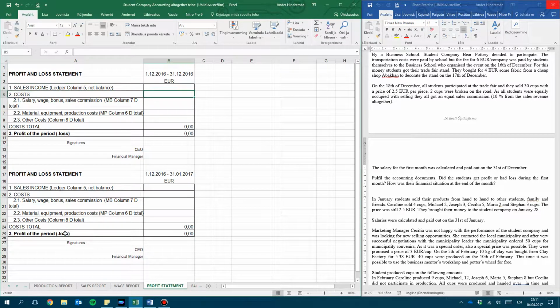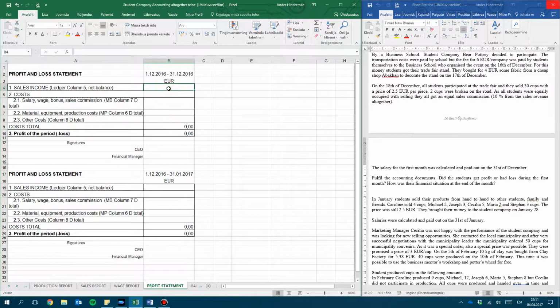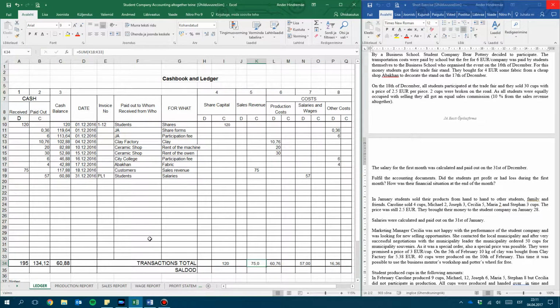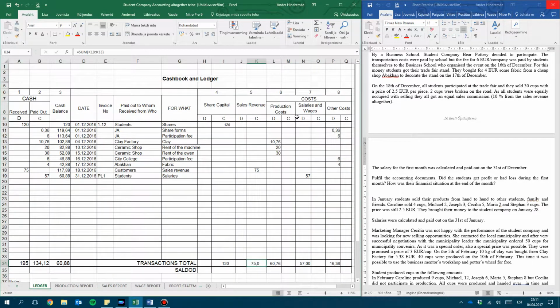For sales income, as I said, let's go back to the ledger. We have the sales account over here. Down below it says 75 euros. Let's put this in as the income. This is the only income we have. We don't include the shares because this is not actually income, it is the foundation capital of the company. Then we have to fill in the salaries. If you remember, these were 57 euros, but you can also check it from the ledger, from the salaries account. It is 57 euros down below over here.